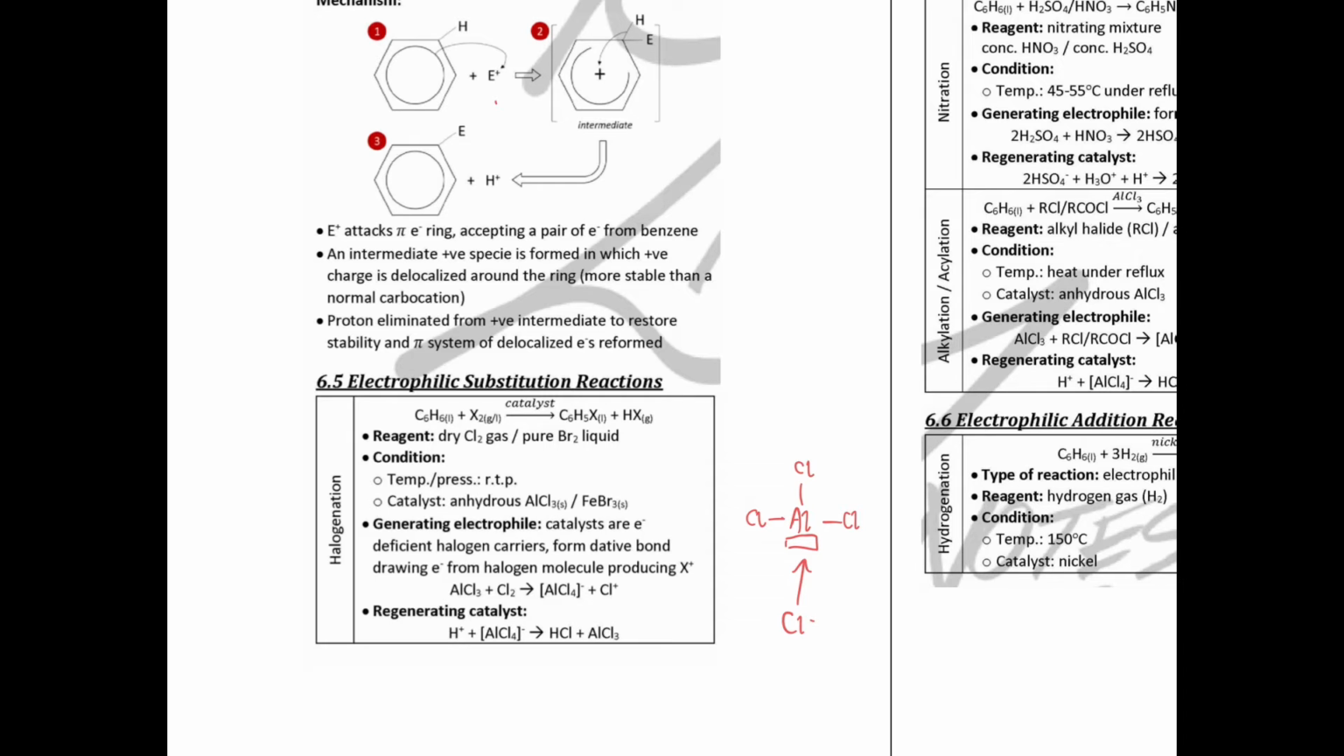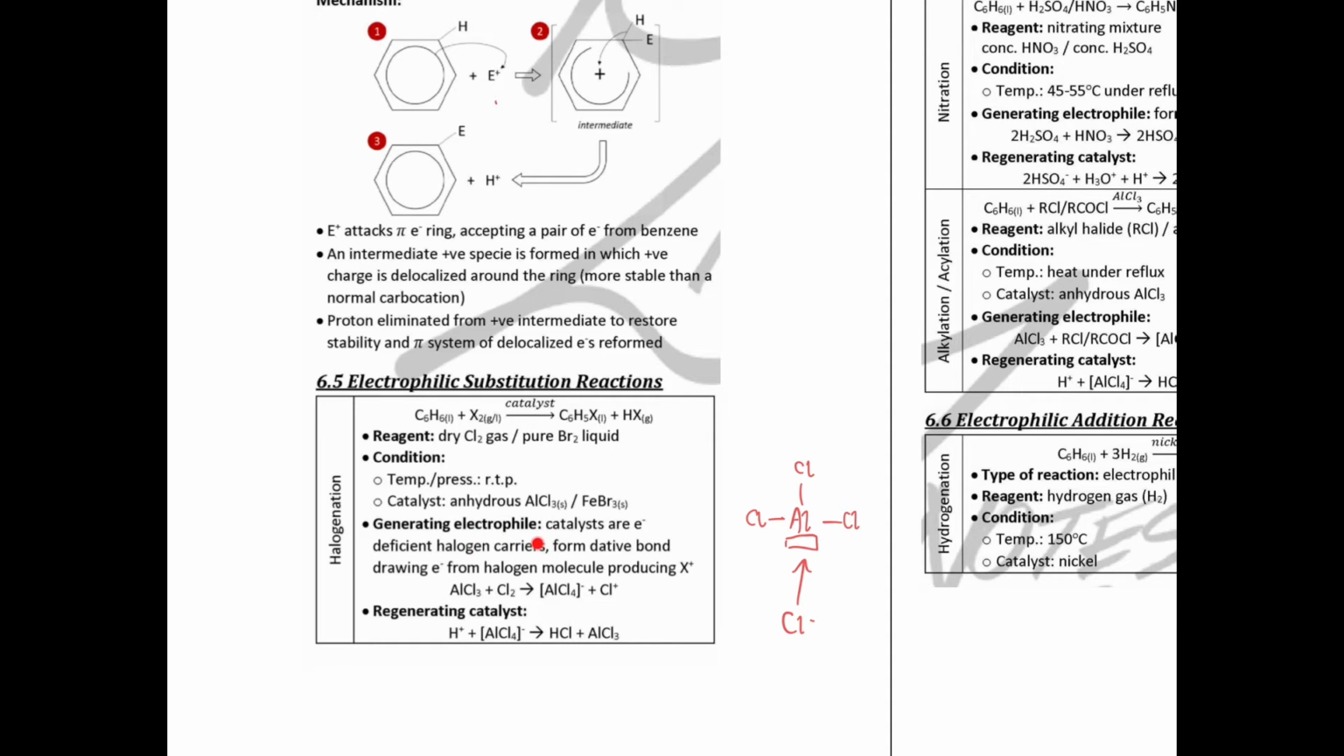Conditions: room temperature and pressure. Catalyst: aluminum chloride if you use chlorine. If you use bromine, then iron(III) bromide or aluminum bromide will be fine. This is how they generate the electrophile. The catalysts are electron deficient; this one lacks 2 electrons to achieve an octet. This is called electron deficient, lacking electrons.